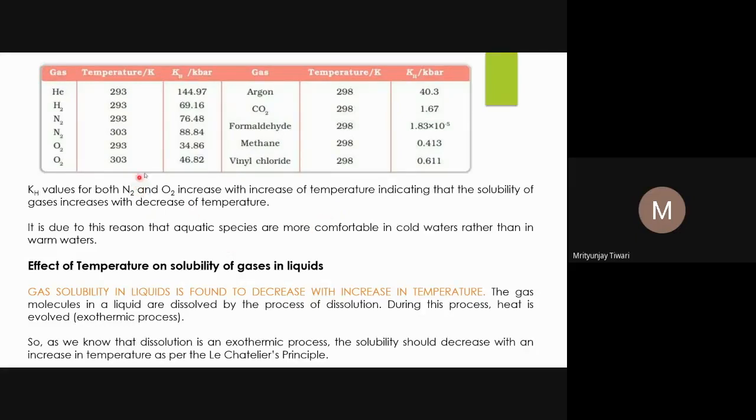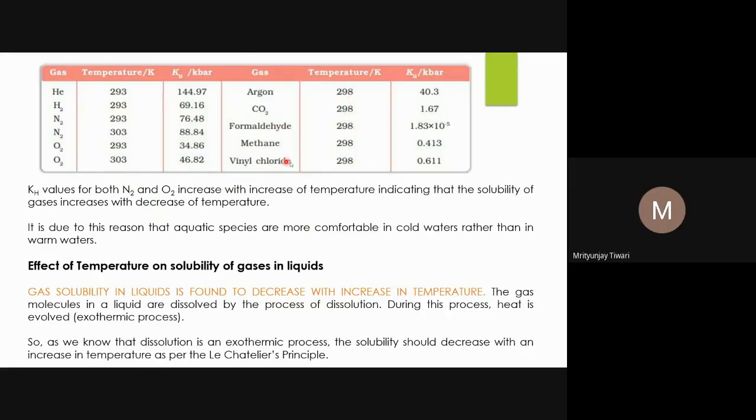Another inference could be that the aquatic animals are more comfortable at lower temperature. Now let us look at the other side of this table. The value of kh is least for formaldehyde, it is 1.83 into 10 to the power minus 5. So out of all the chosen gases here, the solubility of formaldehyde will be highest. All the values here in this table we can consider at 298 Kelvin.